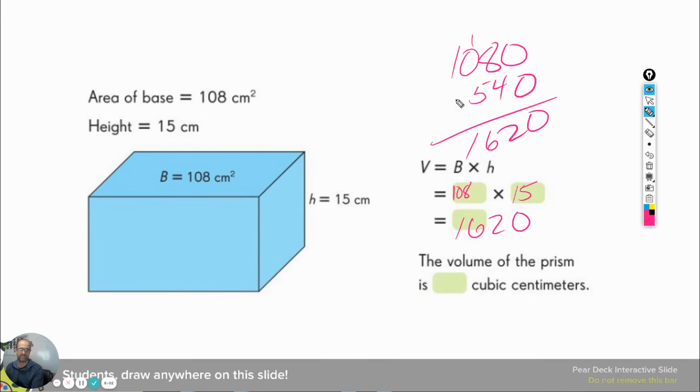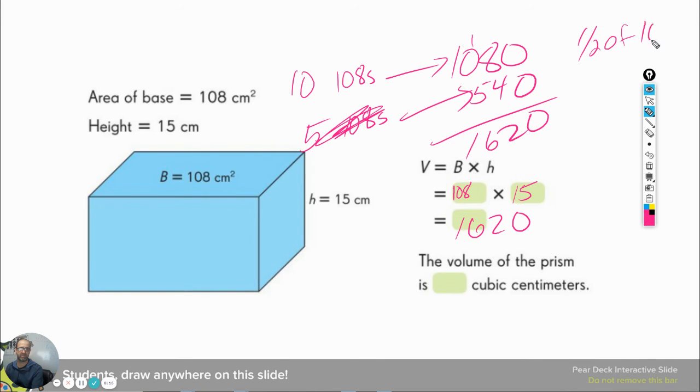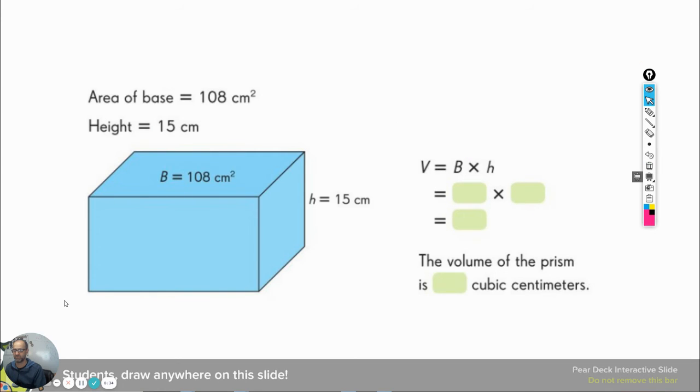And what I did, friends, is I did 10 108s to get that, and then I did 5 108s to get that. No, I didn't. I did 1/2 of 1080 to get that, and then added 1080 and 540. So there's my brain at work again. Is that how you're going to do it? I don't know, but it's good to see different ways to do these things. I think it helps.